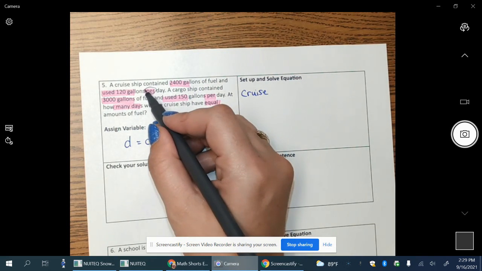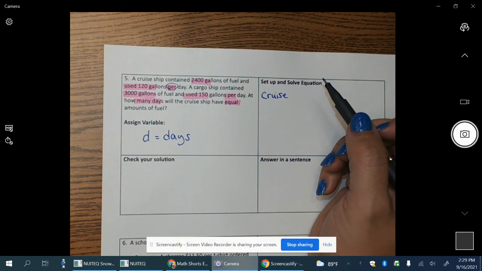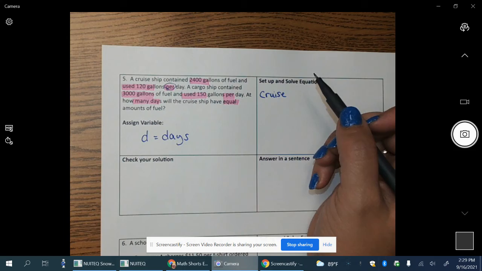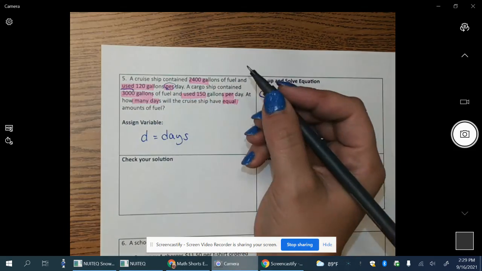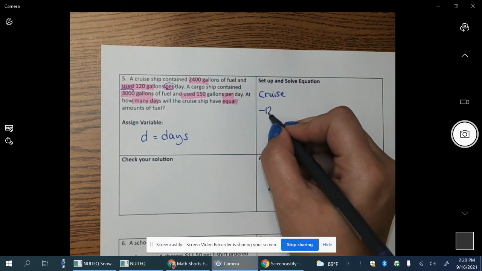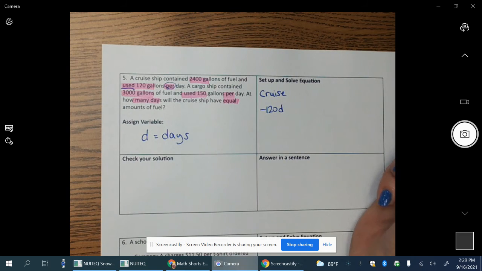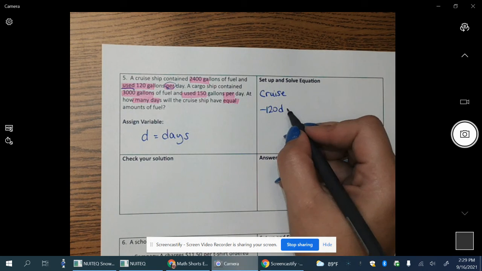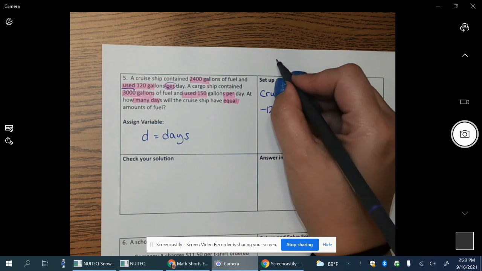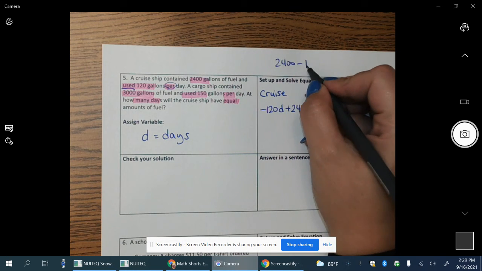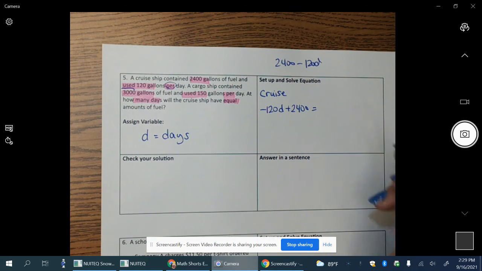Per day. Now, if you're using 120 gallons, are you adding that to what you have, or are you taking it away? You're adding it. If you're using it, so minus 120 D. Okay? Be very careful. Using it means I don't have it anymore. What do I start with? You start with 2,400. And again, if you want to rewrite it, it's not wrong. This makes more sense, but this is how to do it for graphing.